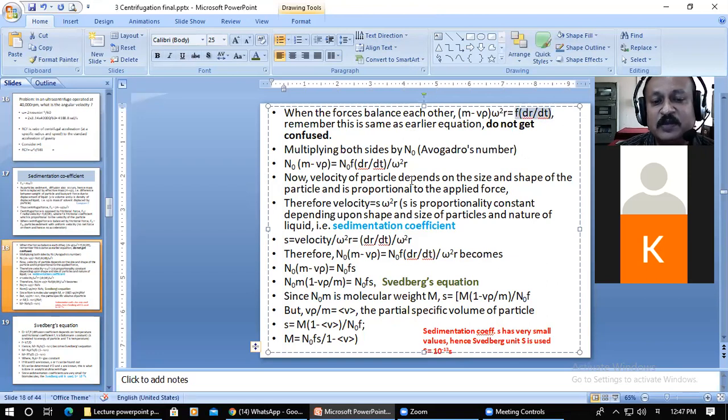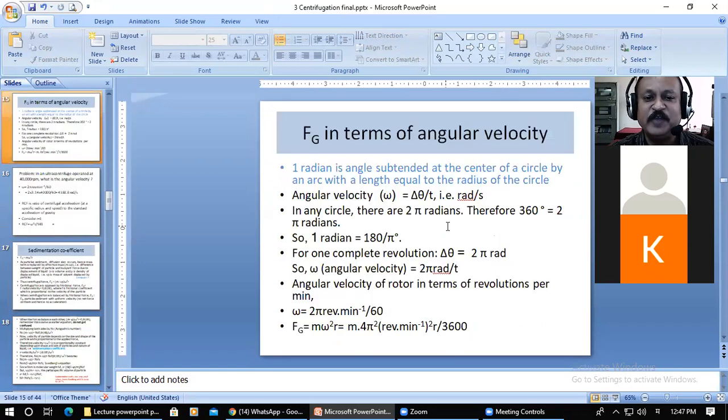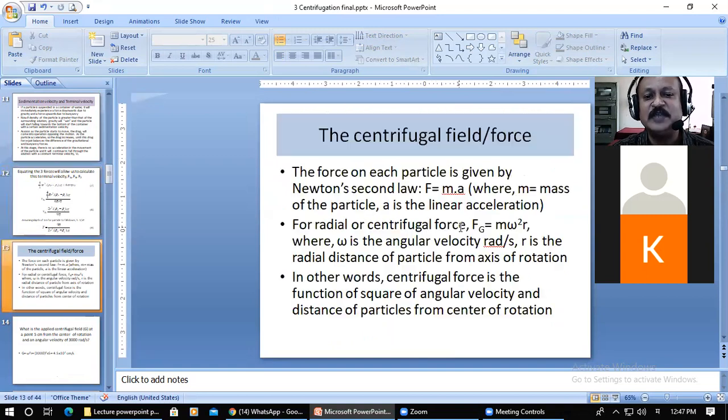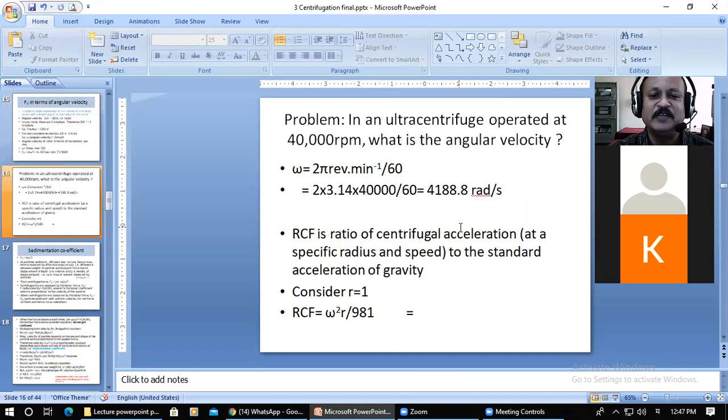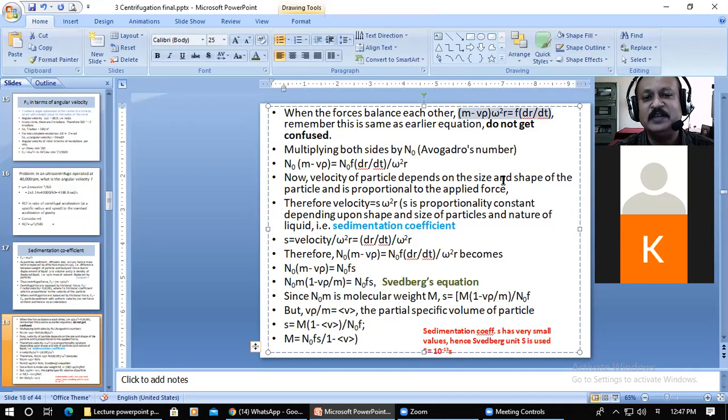Now mind very well that this particular equation number 7, which we have already seen yesterday. Can you see this? 4/3 π r³ (ρp − ρs) g is equal to 6π r η into the terminal velocity vt. This equation is exactly the same as this equation. We have only written it in a little different manner. The meaning is exactly the same. We are balancing these two forces here. Now what we do is we multiply both the sides by Avogadro's number.